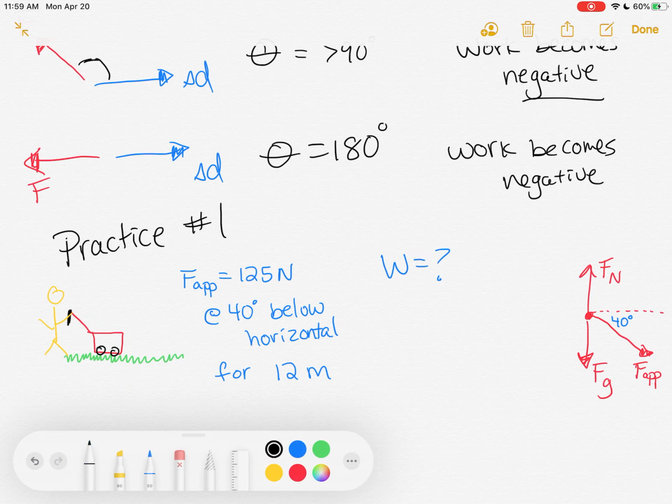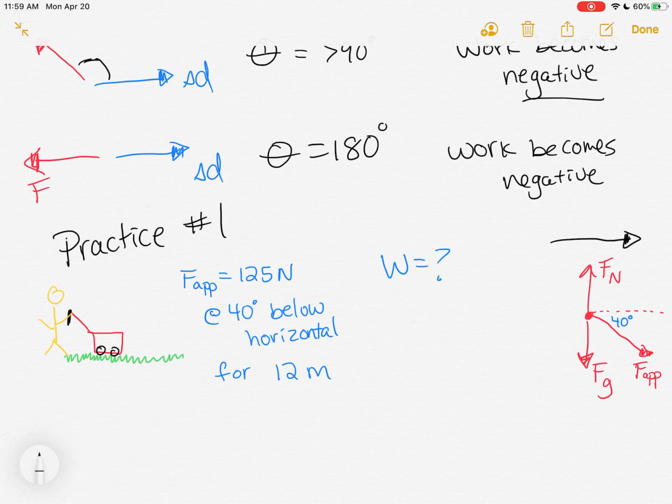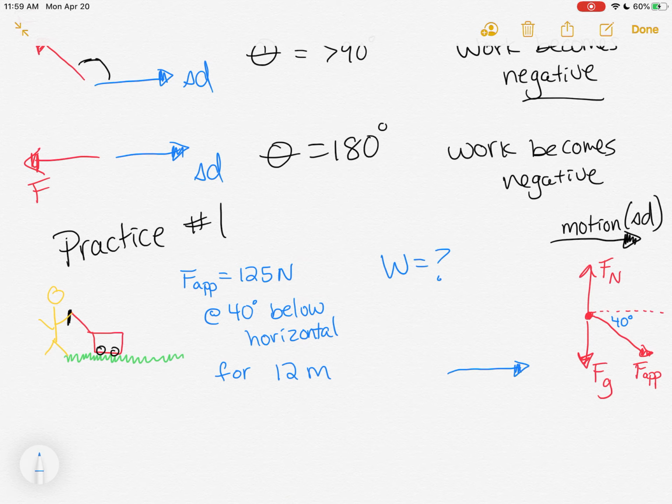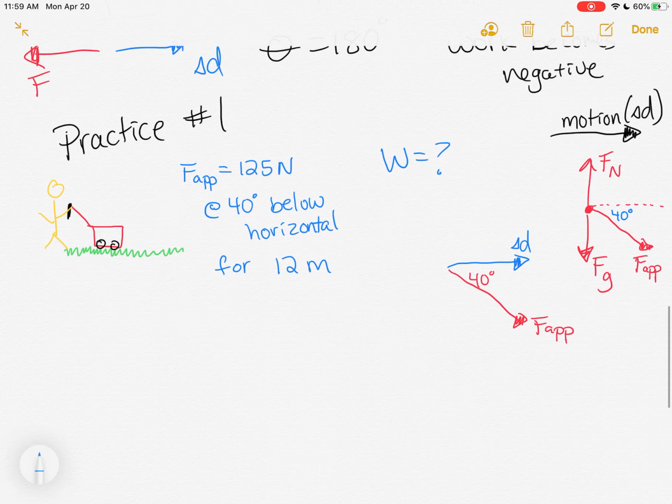And it's down 40 degrees. Now my motion is going forwards, which means that's the direction my displacement is going. So if we line up our displacement and our motion vectors, so this is our displacement, and my force is down here. There's a 40-degree angle between them. So that means that I know my angle is 40 degrees.